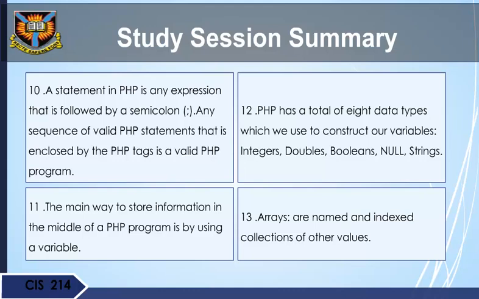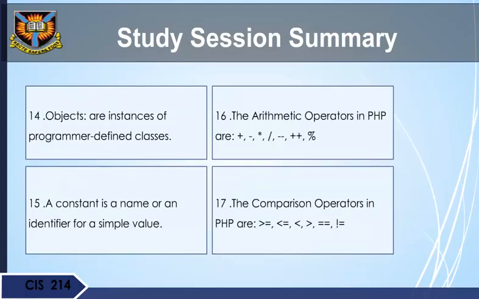13. Arrays are named and indexed collections of other values. 14. Objects are instances of programmer-defined classes. 15. A constant is a name or an identifier for a simple value. 16. The arithmetic operators in PHP are plus, minus, multiplication, division, decrement, increment, and modulus.